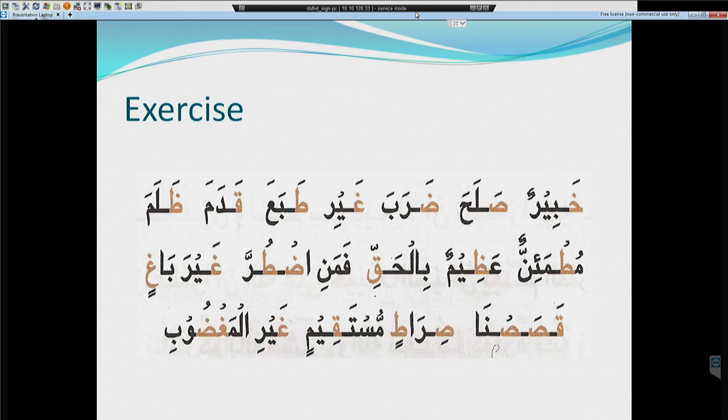Qadama. ظلم مطمئن عظيم بالحق. Now this is a hard letter. Why? Because there's two very hard letters to pronounce back to back. فَمَنِ اضْطُرَّ غَيْرَ بَاغٍ قَصَصْنَا. Now we can't say qasas or qasas. You have to say qasas, because it's a sad and then a sad. Qasasna. siratim mustaqim. ghayril maghdubi.